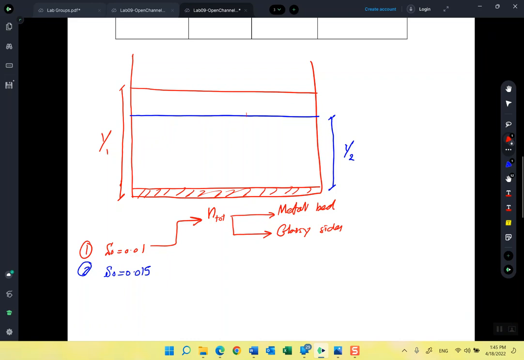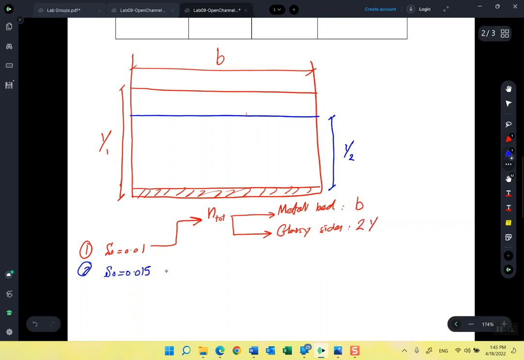So what is the distance that water interacts with metal for the first scenario? If this is the width B, what is the length that the water interacts with the metal bed? It's B, right? So it's B. What about the sides? 2y. So the glass sides, 2y.